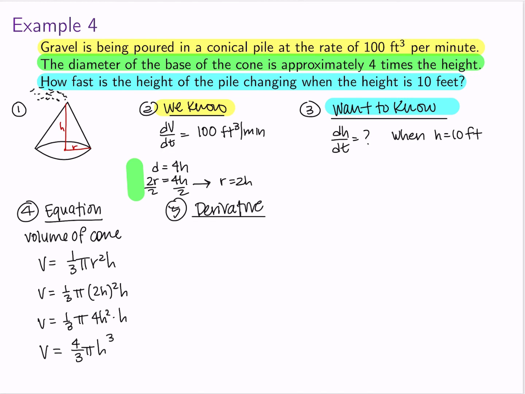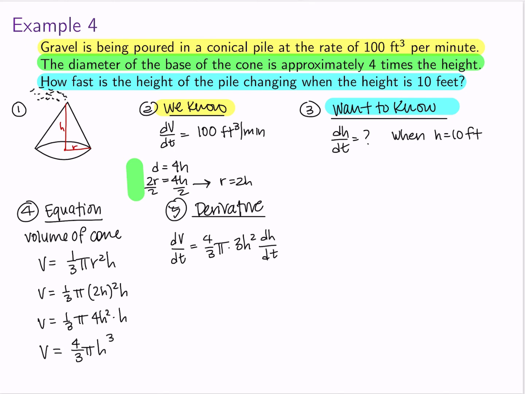So let's take the derivative here. The derivative of the left, we'll start on the left with V. And remember, I'm looking way down here at the bottom. I'm going to look at this very last one. So I'll have dV dt equals 4/3 pi. Those are both constants. And the derivative of h cubed with respect to t will be 3h squared dh dt.